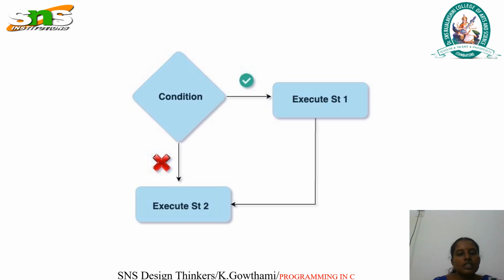How do decision making statements work? Based on the condition, if the condition is true, execute statement 1. After that, execute statement 2. If the condition is false, directly execute statement 2. In the flow chart, every condition is indicated by the diamond shape, and the process or execute statements are indicated by the rectangle box.